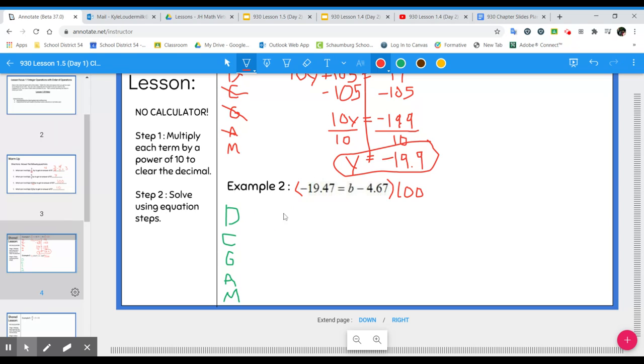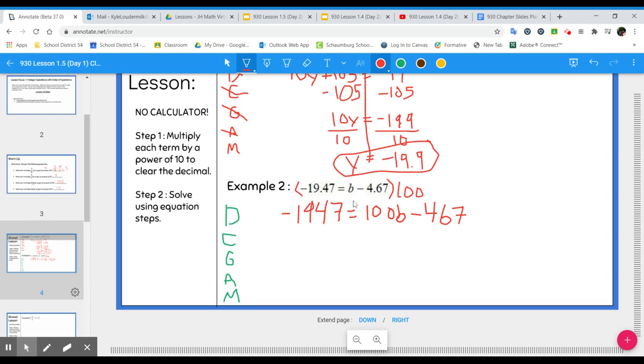So negative 19.47 times 100 is negative 1,947. And again, if you were to multiply by a number and you're still left with the decimal, that means you did not use a big enough multiple of 10. You got to go bigger. Equals b times 100 is 100b. And then 4.67 times 100 is negative 467.